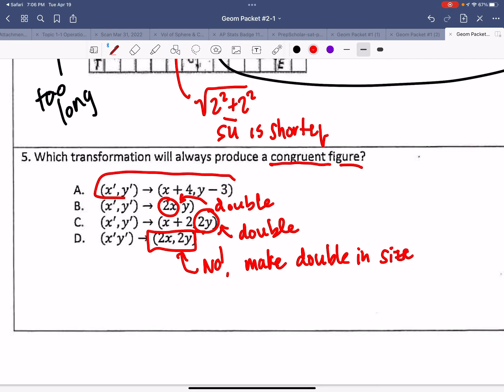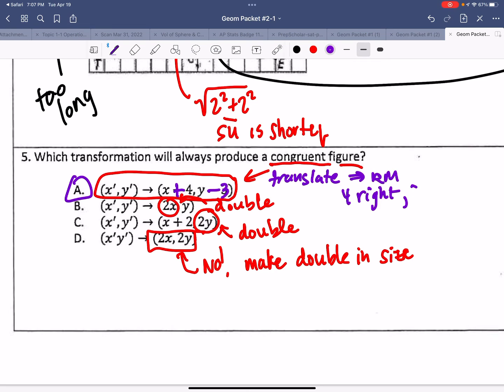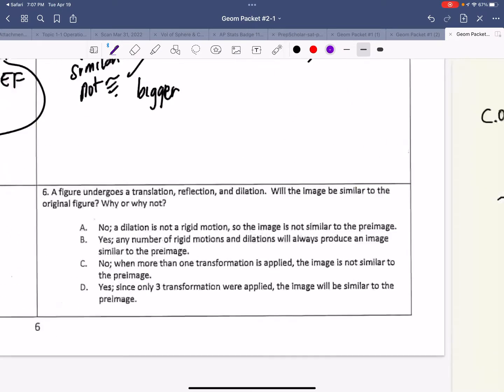All right, so what's just going to slide? This is translation, so this is our answer. Translation is a form of rigid motion, because this one moved it 4 to the right and 3 down. Okay? All right, last question in this learning goal.